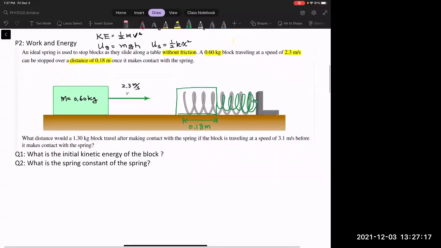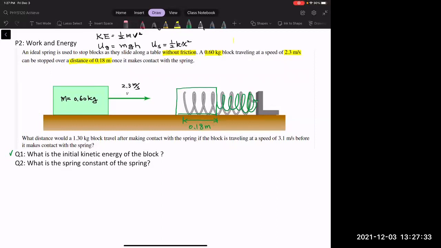But they're asking different things. Let's just look at this one here. The first question that we'll ask is, so the one I wrote here, just try to help you to understand how to solve it. What is the initial kinetic energy of the block?